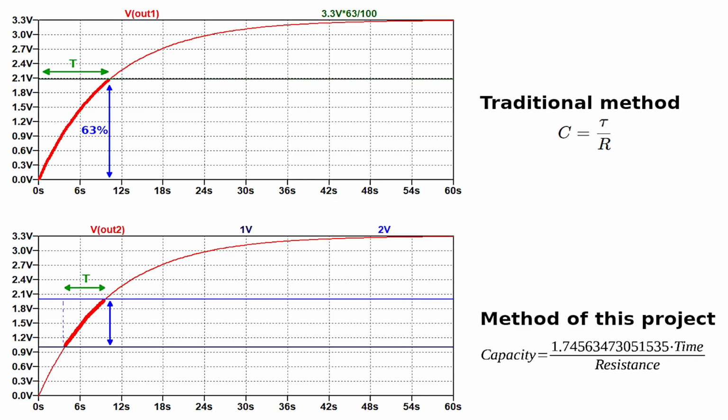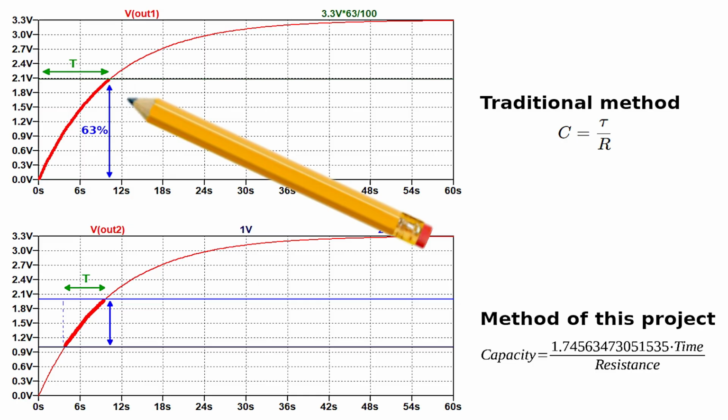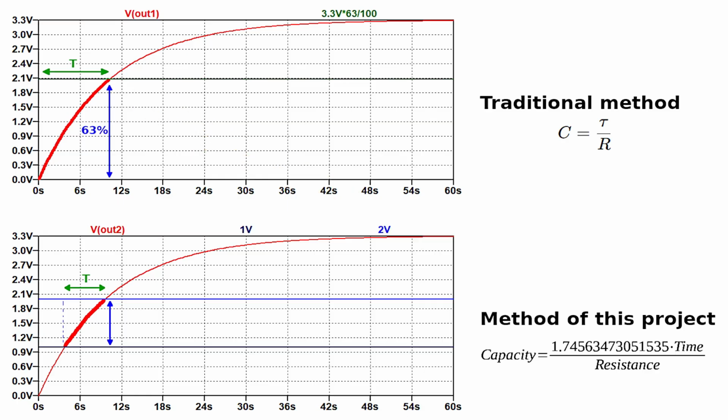This is the project's most critical aspect. Normally, the time required for a capacitor to charge from 0 volts to 63% of the maximum voltage is measured. This percentage, derived from mathematical analysis, is a conventional value representing significant progress along the exponential charging curve.